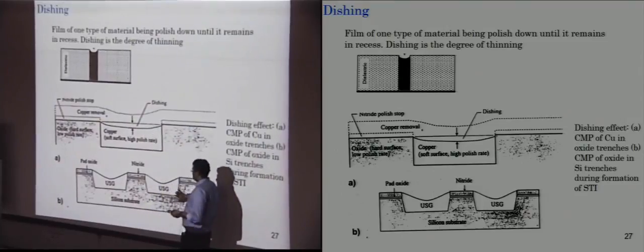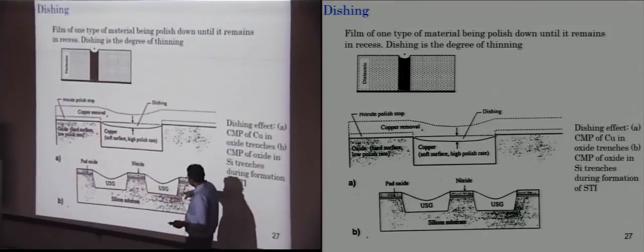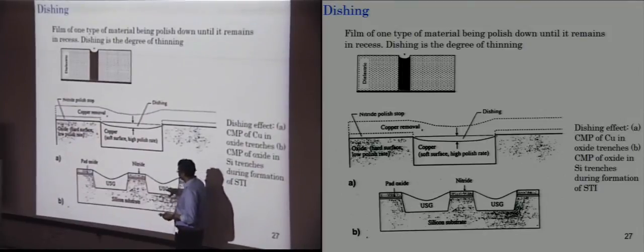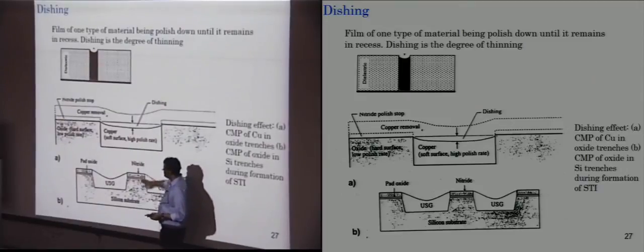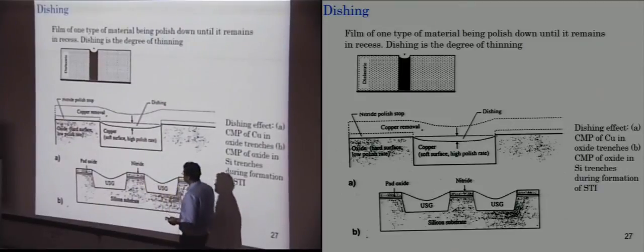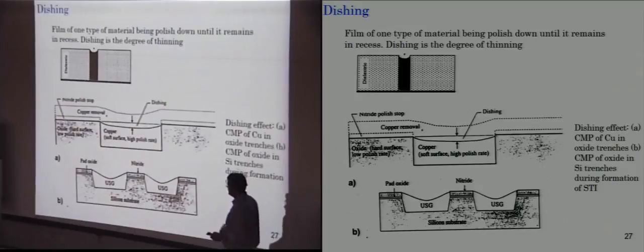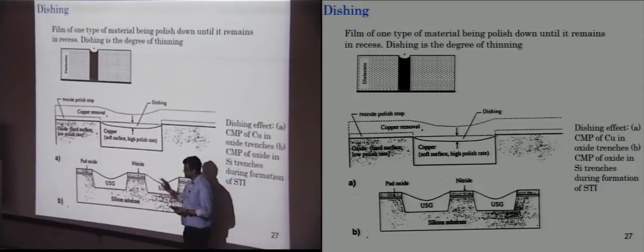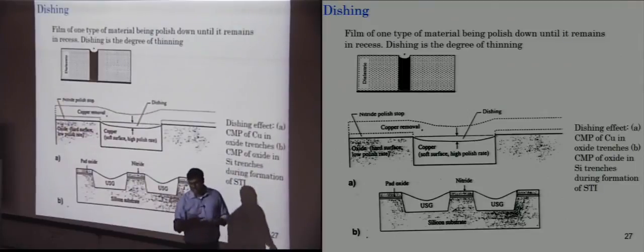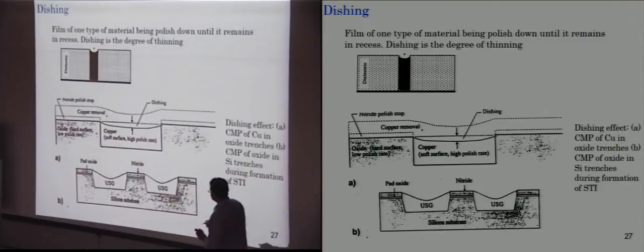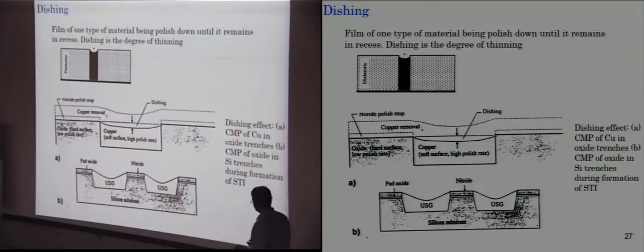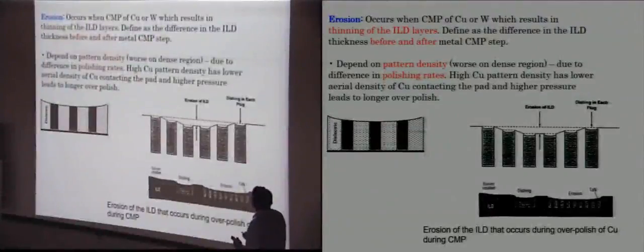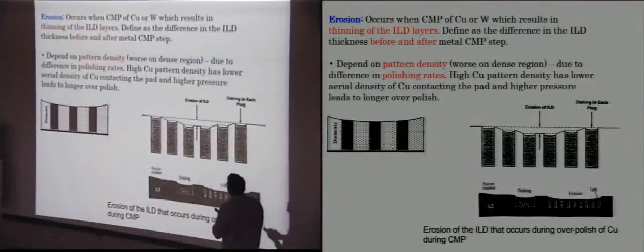This is a case of shallow trench isolation where, again, let's say undoped silica glass or SiO2 is filled in the middle. Because it is much softer than the nitride, you have this kind of dishing effect occurring. As we talked about before, we can try to make sure we have dummies, etc., such that the density differences are not so high and dishing can be reduced.